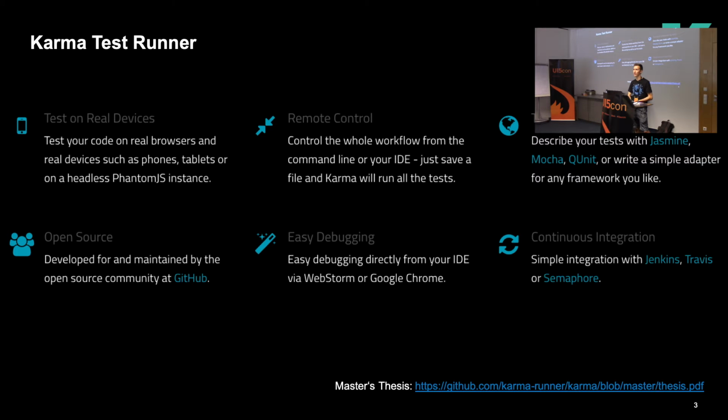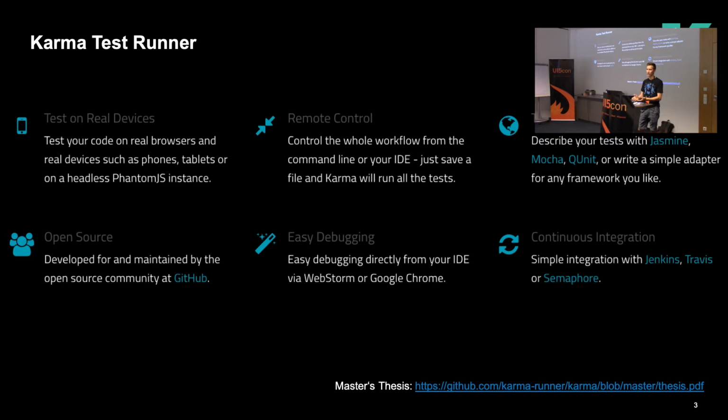The Karma test runner is a tool based on Node.js, which is able to automate test execution. And the great thing about it is that it's based on plugins. So you can have plugins for various frameworks, browsers, and also other plugins and reporting. So it's really flexible. You can tweak it in a way you would like to have it for your project. And that's what we also did. So we provided a plugin for UI5.